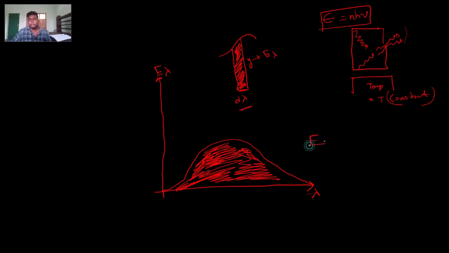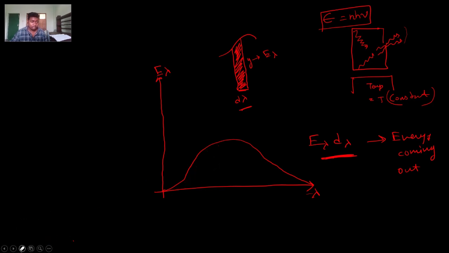This is d lambda. So E lambda d lambda is the energy coming out of this black body. In this case, the temperature is fixed. Let us consider this as T1. At temperature T1, it is emitting this radiation.